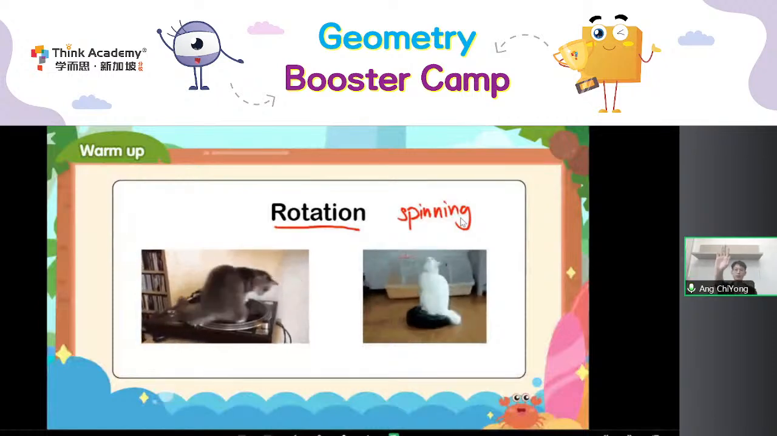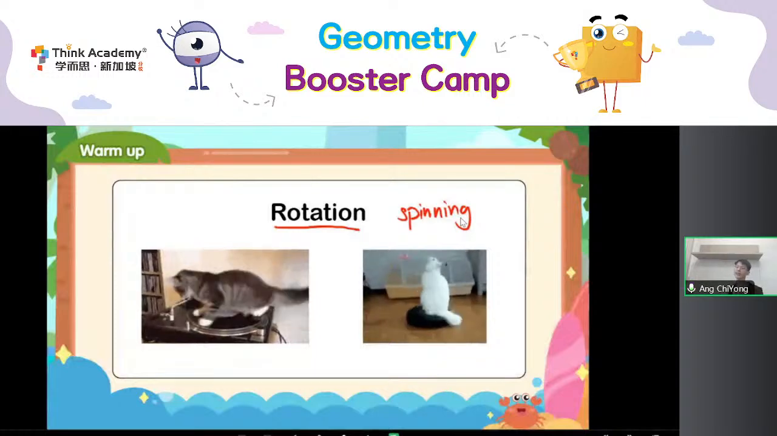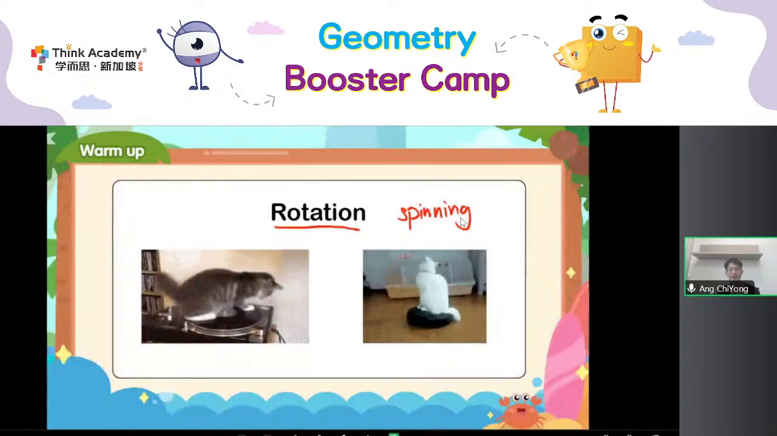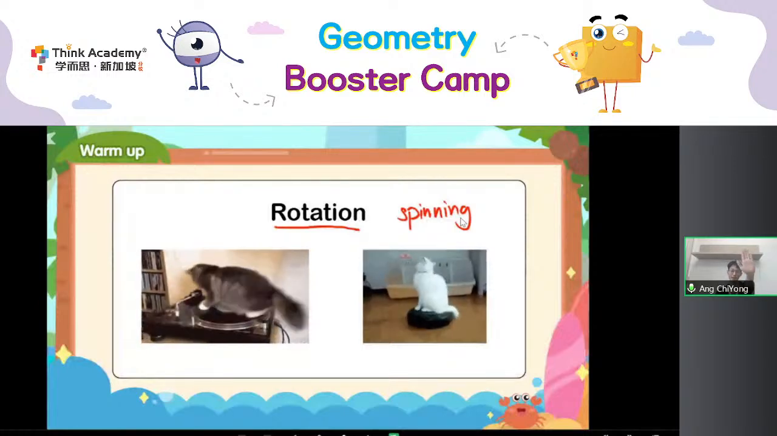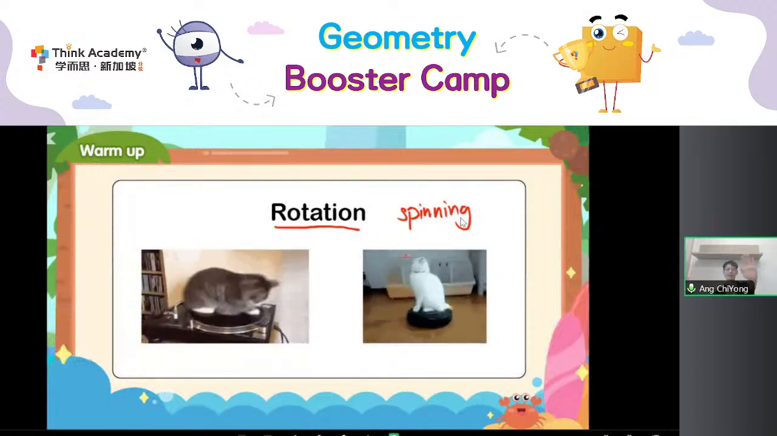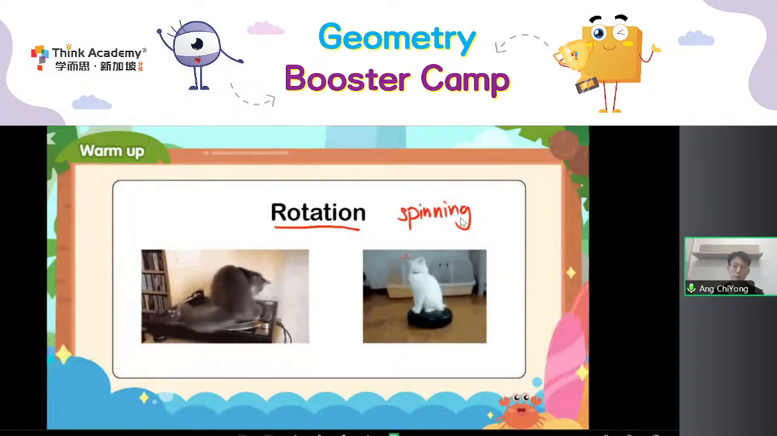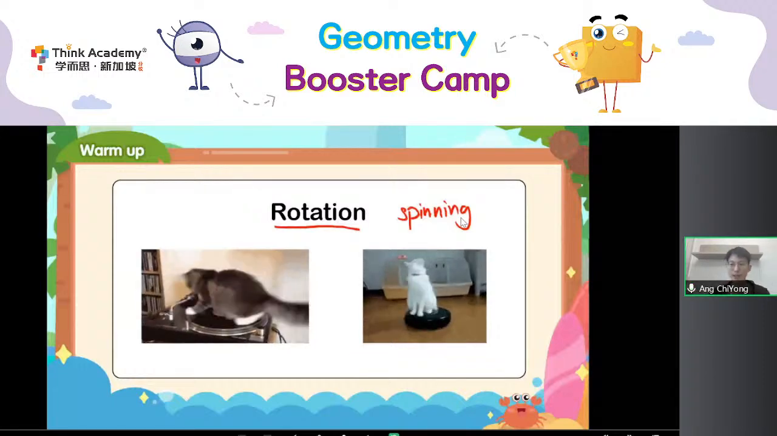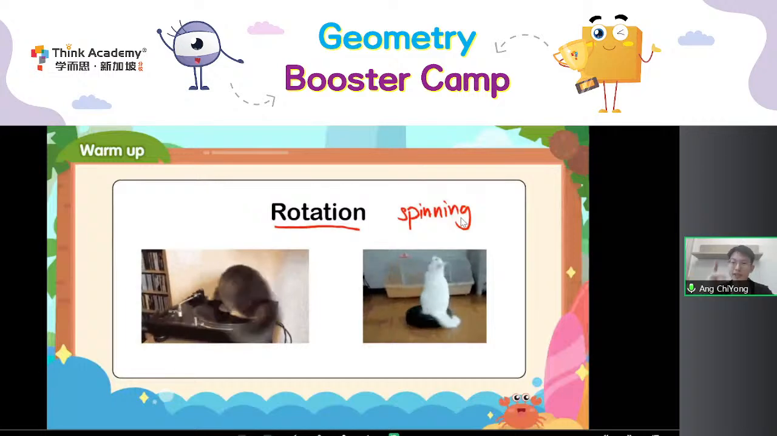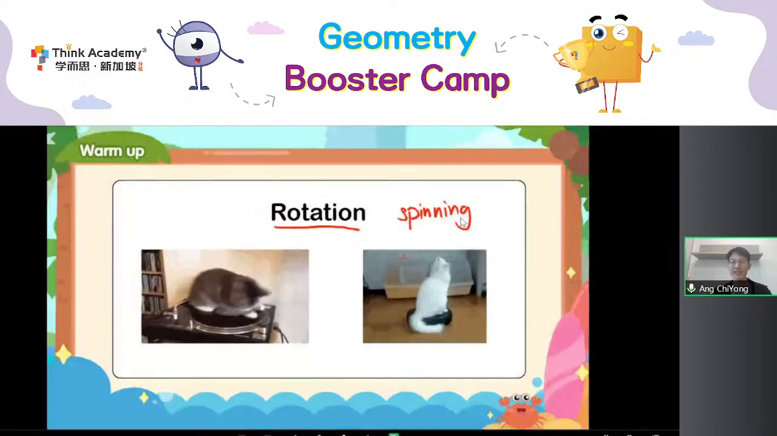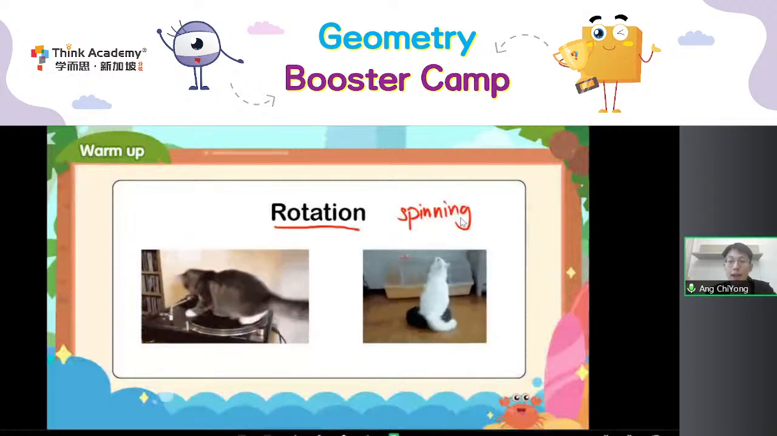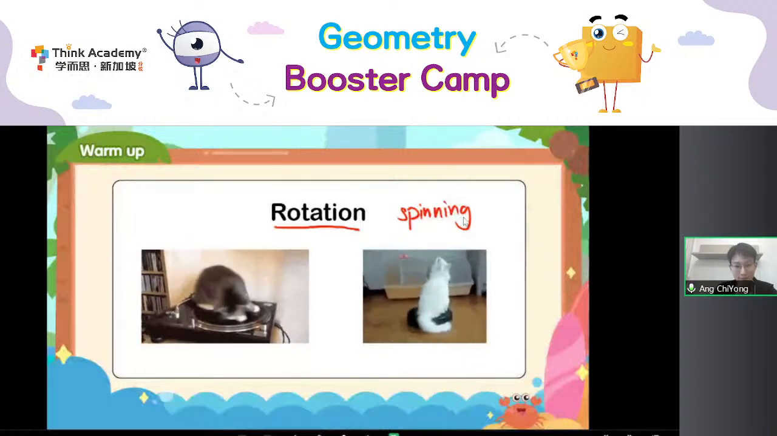I can spin to my right, this way. I can spin like this. Spin one. Or I can spin the other way, from my left. Now, how many different ways can you spin? The answer is only two. You can try spinning now. You can only spin in two ways. These two ways, we have a name for it.